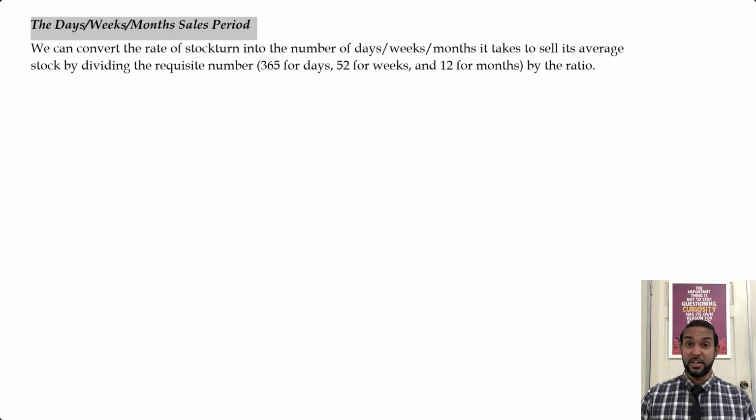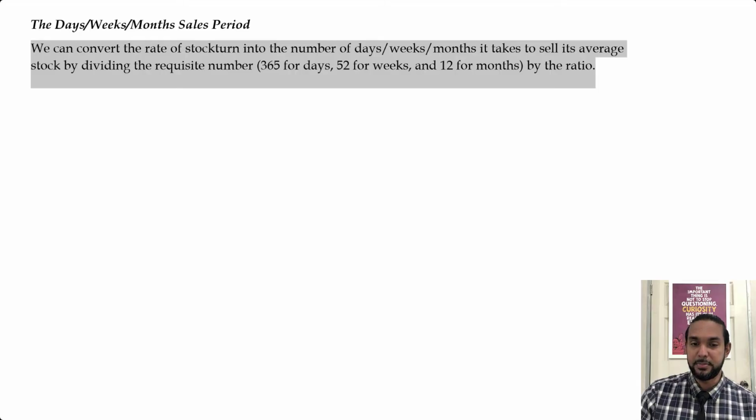Okay? All right. So what we're going to do is take the rate of stock turn and turn it into a number of days, weeks, and months that it takes to sell out the average stock. So it's called the sales period, and you can call it sales period in days, sales period in weeks, or sales period in months, right? So what we do is we simply take the requisite number, whether it's 365 for days in a year, 52 for weeks in a year, or 12 for months in a year, and divide it by the rate of stock turn.